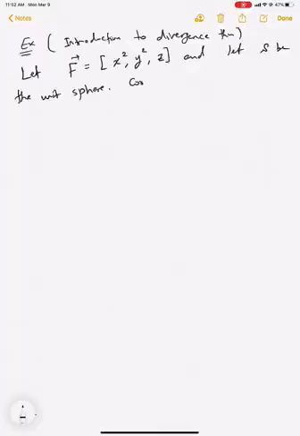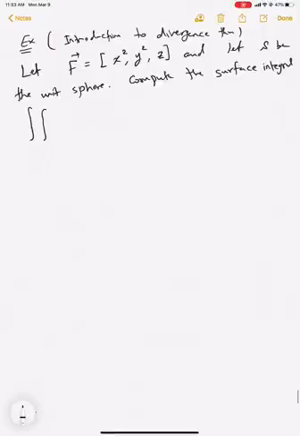We want to compute the surface integral of f over the sphere, and since we introduced the orientation of the surface already, now I'm telling you where n is the outward normal vector.